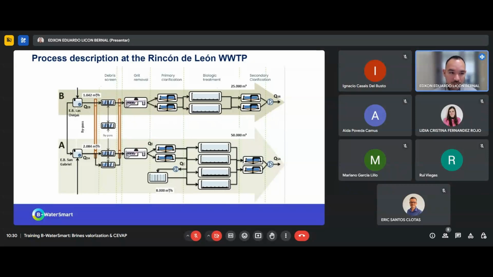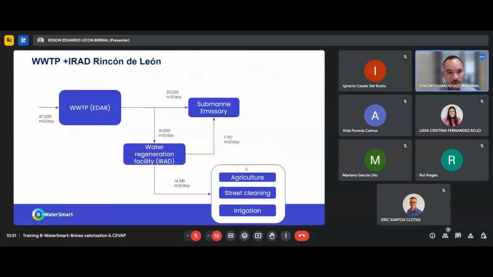It doesn't mean that the line B is not used in the regeneration. It could be done for regeneration purposes too, but the main line is the A line, and as you can see, it is just a conventional treatment of waste removal, primary clarification, biological treatment, and a secondary clarification.